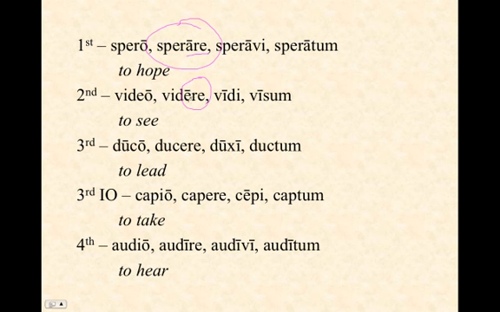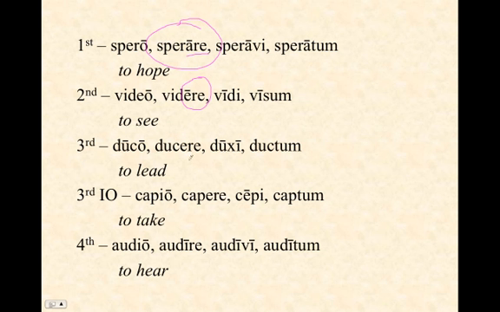Now, do double check whether there is a long mark over the E, because third and third IO have a short E, and that's the only way to know the difference between second and third IO. So long ERE, second conjugation.